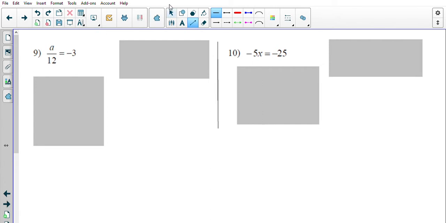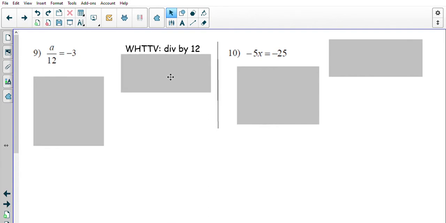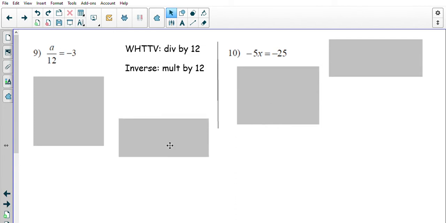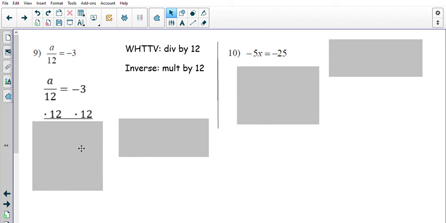So number 9, we have a over 12 equals negative 3. What's happening to the variable is we're dividing by 12. The inverse, and only inverse, of dividing by 12 is to multiply by 12. So I'm going to show that inverse on both sides. I'm going to multiply both sides by 12.